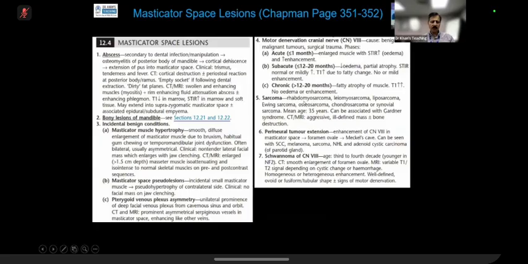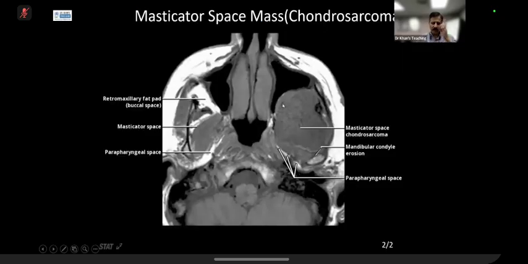Once you place anything in the masticator space, of course, there will be many things which you can see here, including infection, including bony lesions, including incidentalomas and motor denervation, tumors, etc. So, because of radiological features, you can give a good differential, and many times you can give a single diagnosis. Now, this is a chondrosarcoma of the masticator space.